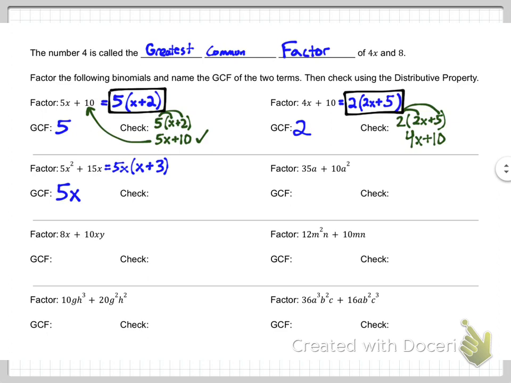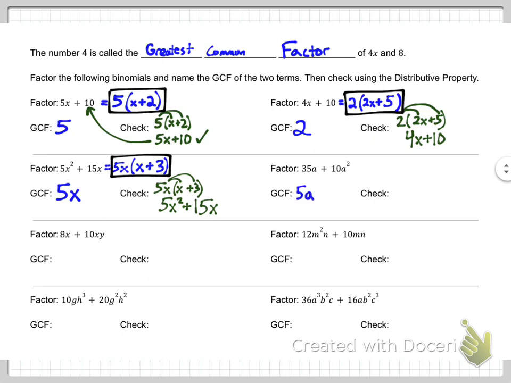If you're wondering how I got those, let's distribute it and see what happens. So I distribute the 5x. 5x times x is x squared. Aha. And 5x times 3 is 15x. That was my original expression, so this is the factored form.